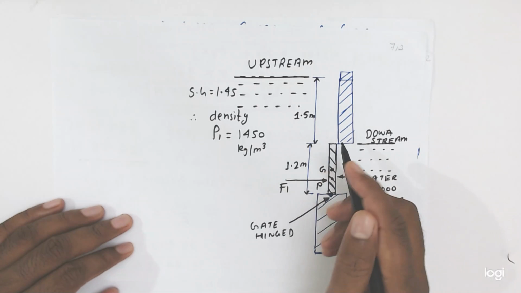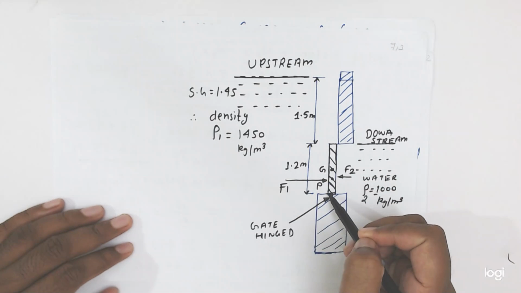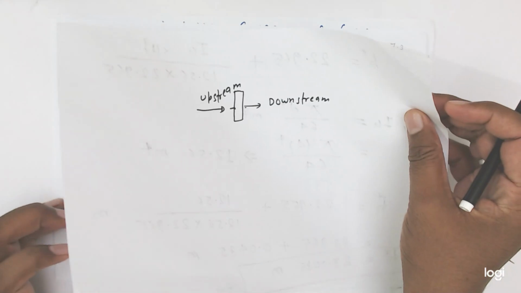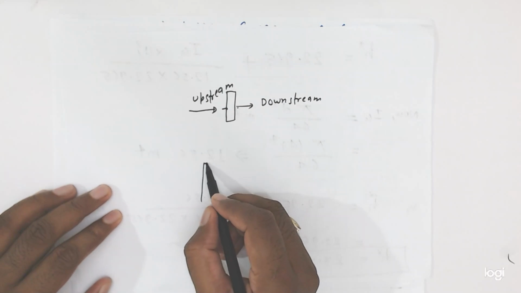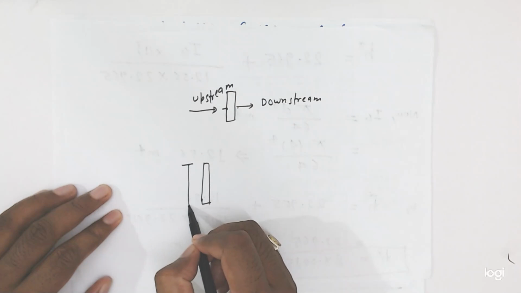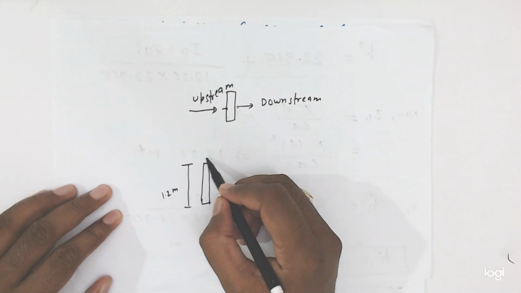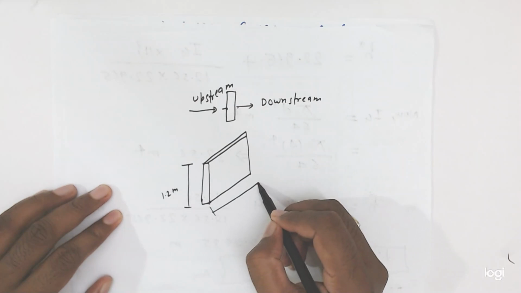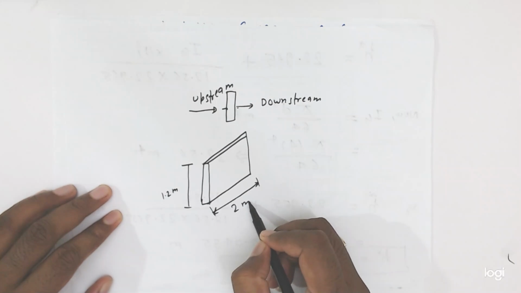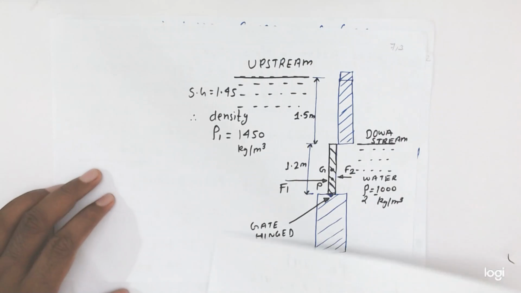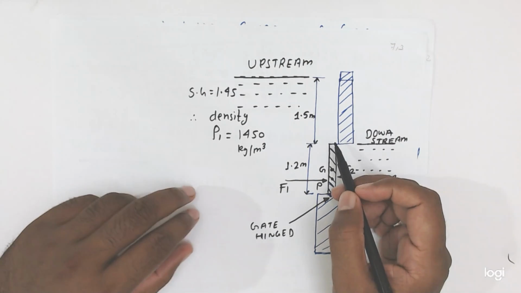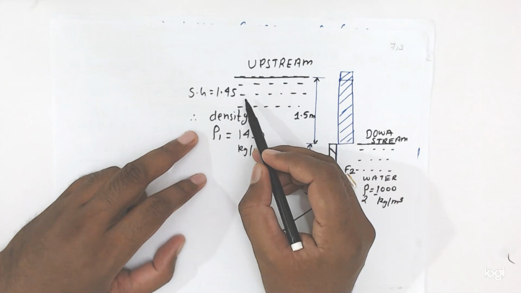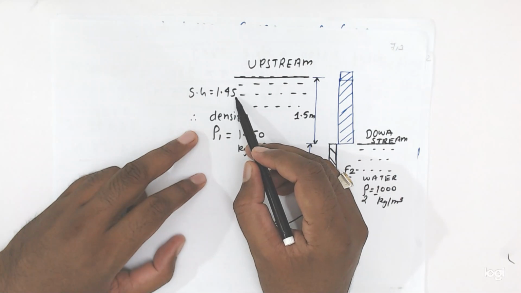Okay friends, now here it is saying that the height of the gate is equal to 1.2 meter. The gate is like this, the height is 1.2 meter, and the width is equal to 2 meter.